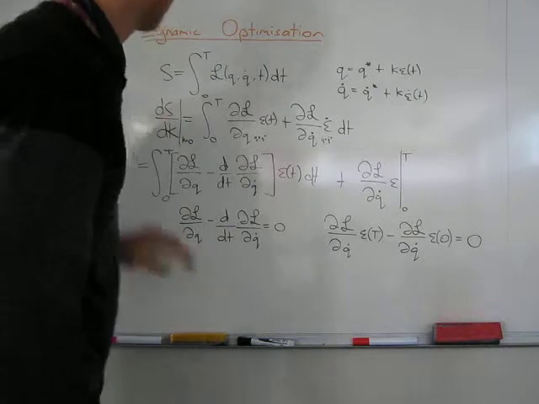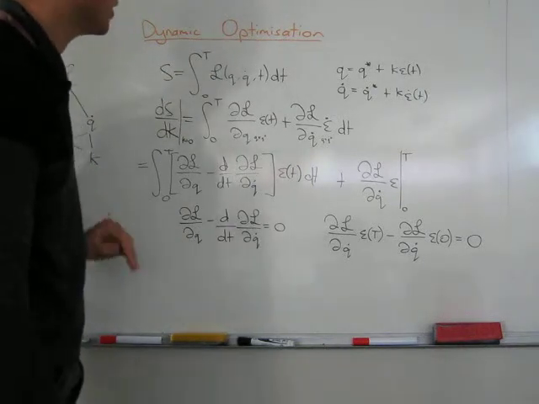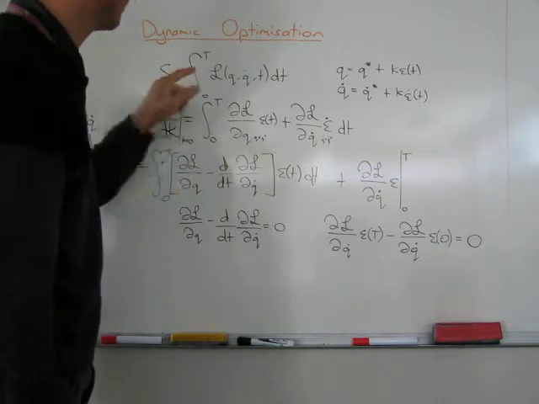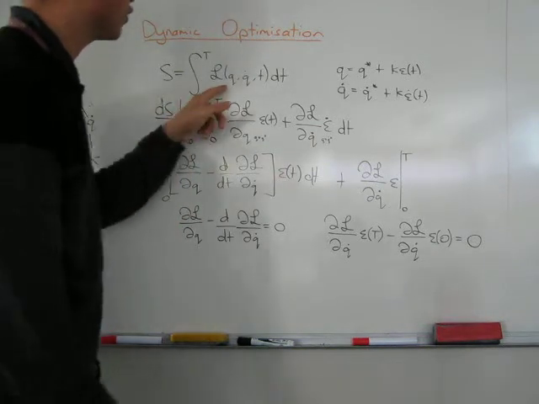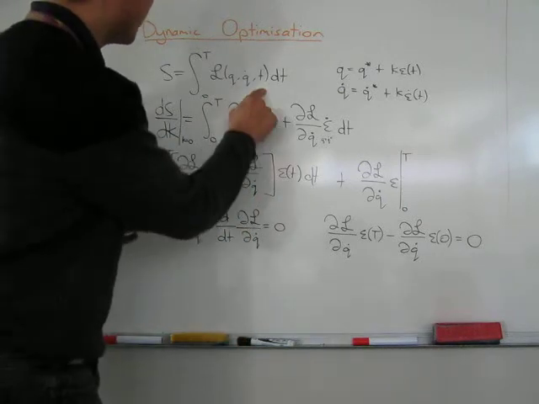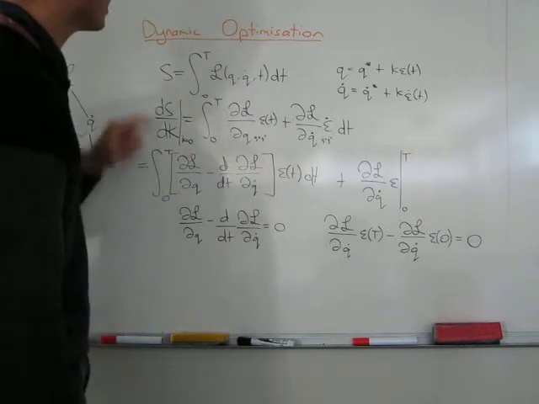Okay, let's reiterate. S is the action. It is defined as the integral from 0 to capital T of the Lagrangian, this curly L, a function of q, q dot, and t. Our goal is to find the function q of t that will maximize or minimize S.